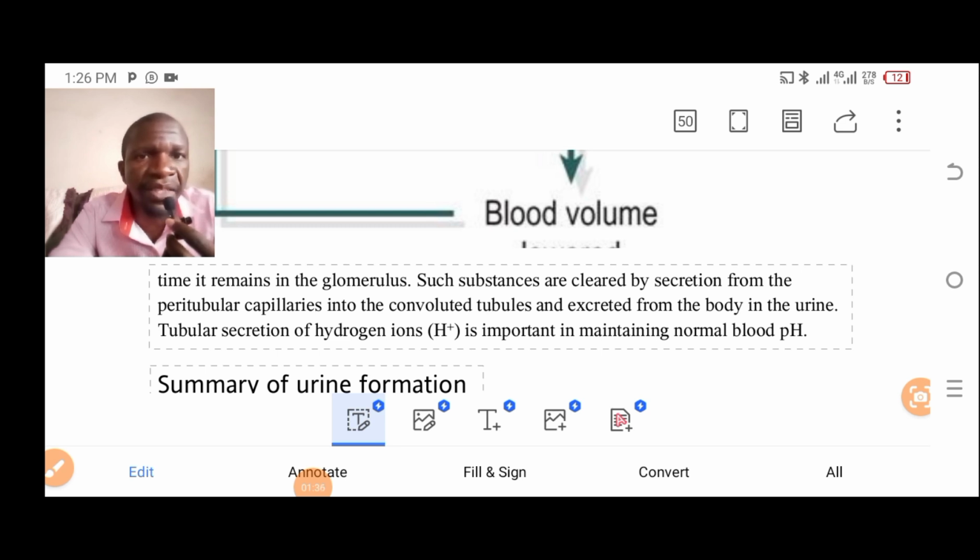So such substances are cleared by secretion from the peritubular capillaries into the convoluted tubules and excreted from the body in the urine. Tubular secretion of hydrogen ions, this one maintains the acid-base balance, which is the body pH.